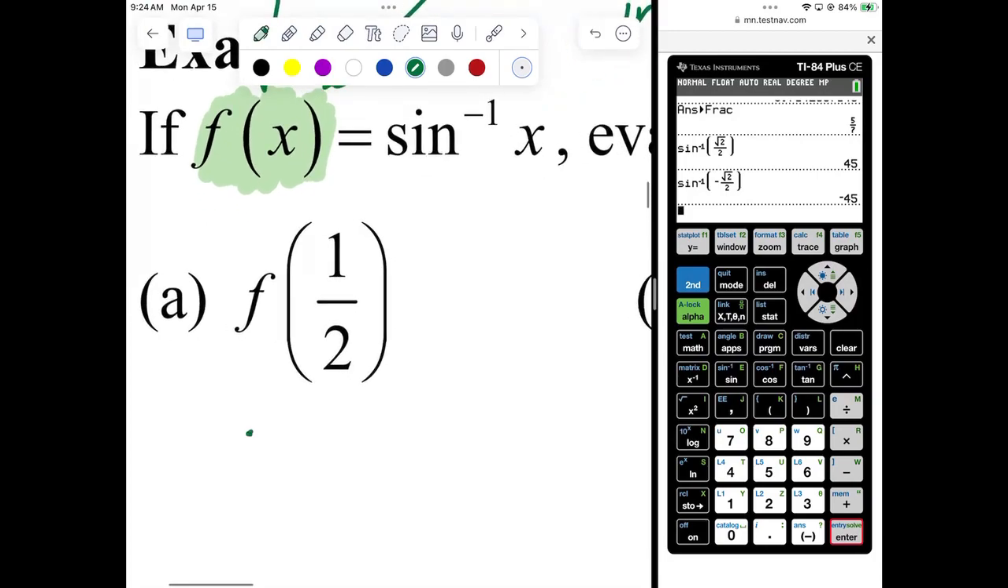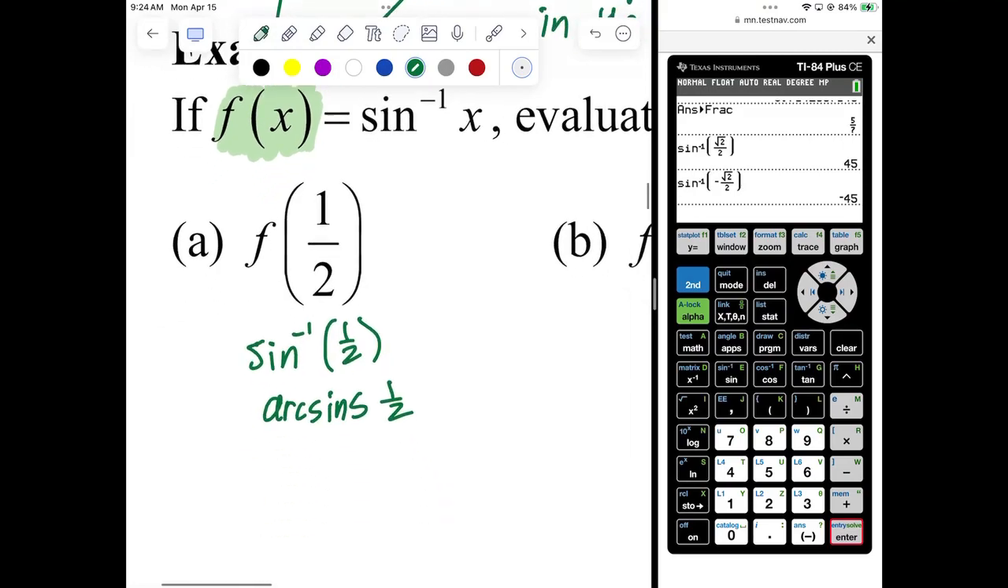What is f of 1/2? Well, that's the same thing as inverse sine of 1/2, which is really the same thing as arc sine of 1/2, which is the same question you ask yourself this. What is the angle in the PVR whose sine is 1/2? In other words, where is sine equal to 1/2 in quadrant what? What quadrant are we going to be in? We're going to be in quadrant 1. What's the angle in quadrant 1 only where sine is 1/2?